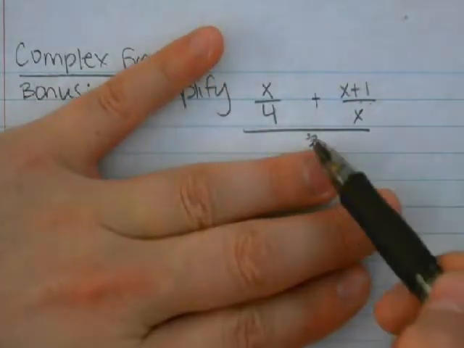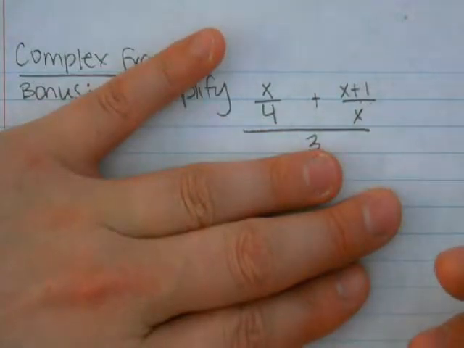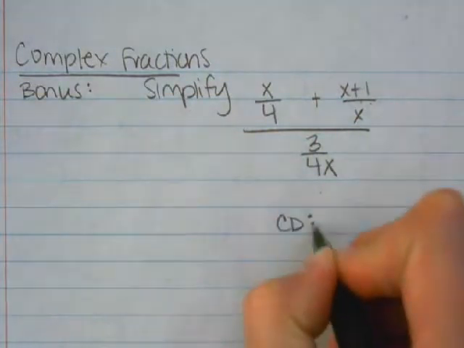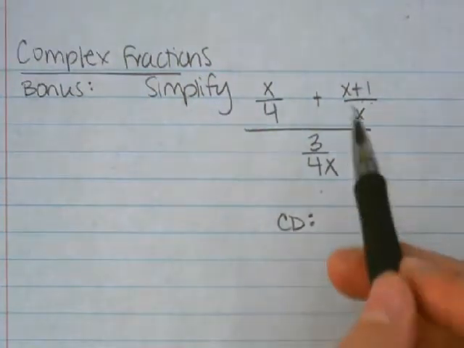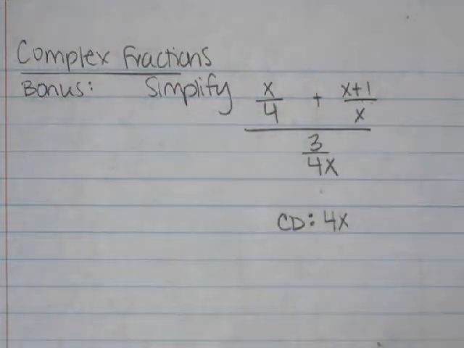So what do you guys do when you have a plus in between two fractions? What do you need to do? You find the common denominator. So what is the common denominator between those two fractions? 4x. Okay? And now what should you do?